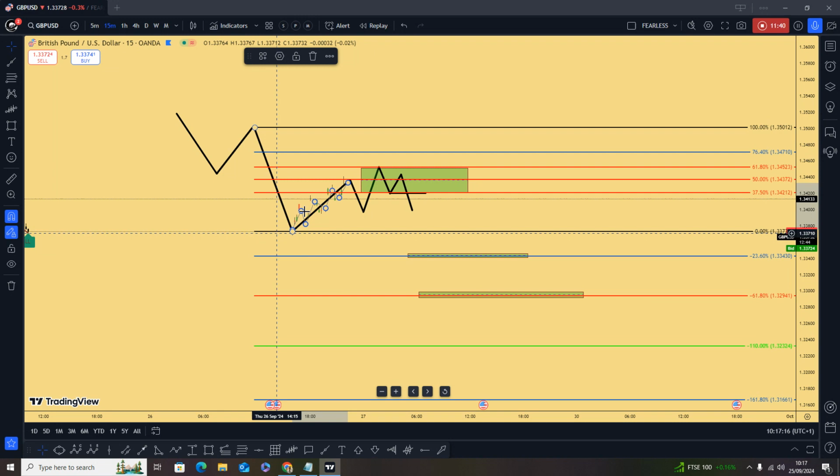Okay, so the Fibonacci retracement tool is a perfect tool for traders looking to optimize their entry and exit both in bullish and bearish trends.